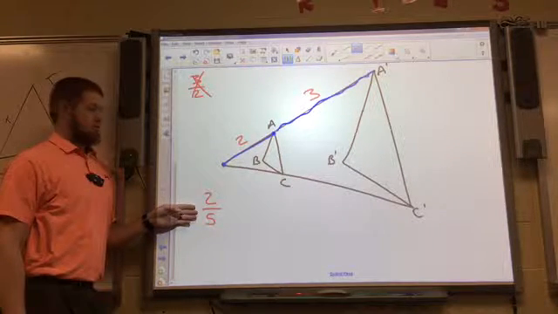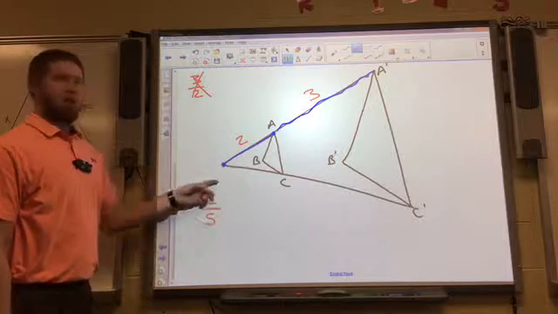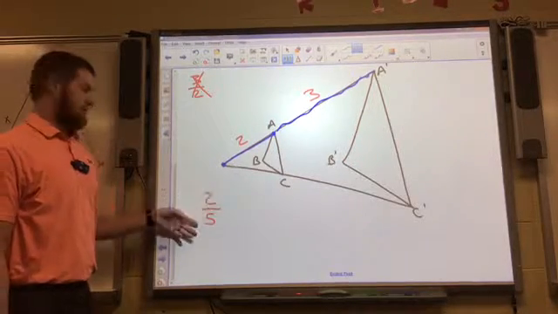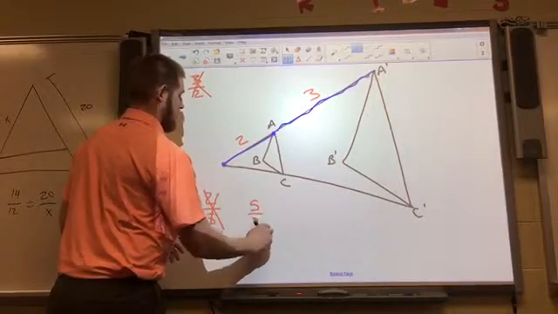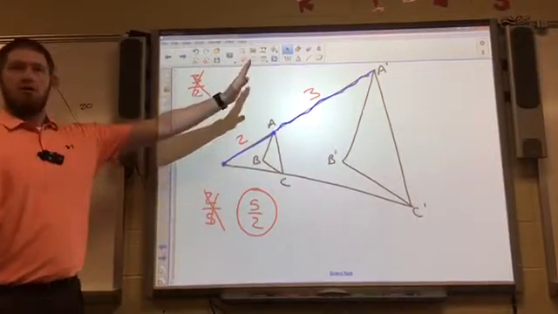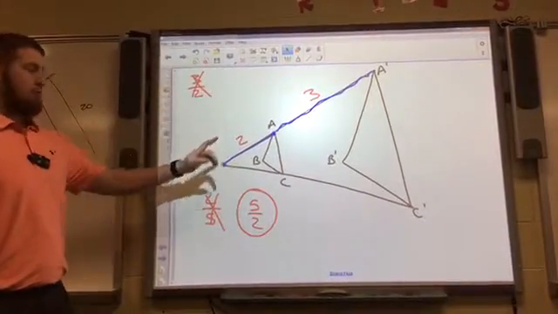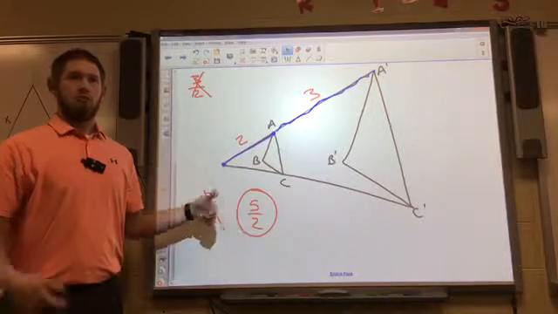Go ahead, Austin. He has it flipped because this would be a reduction, right? Okay, so Jacob had his numbers right. We just need to flip what Jacob told us. My scale factor should be 5 halves because it is an enlargement. So it does have to be greater than 1, correct?